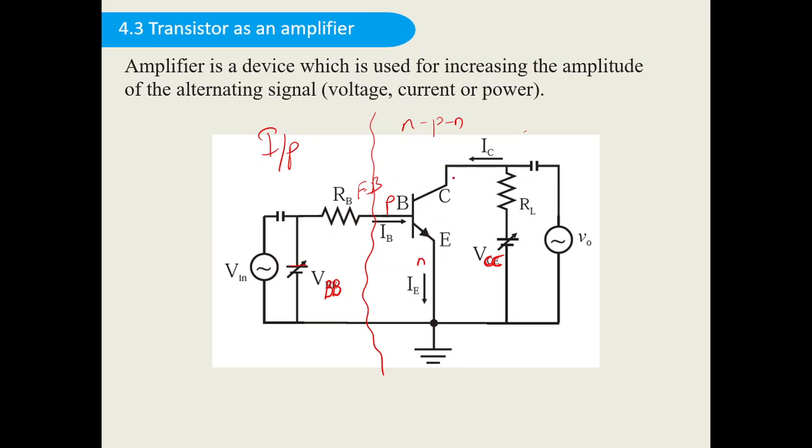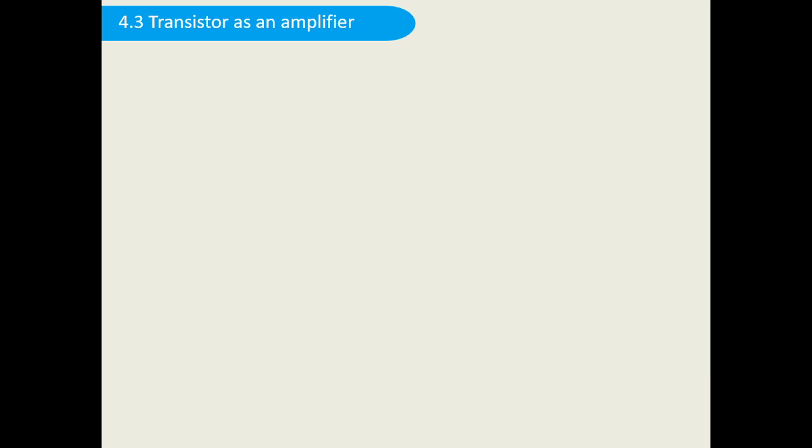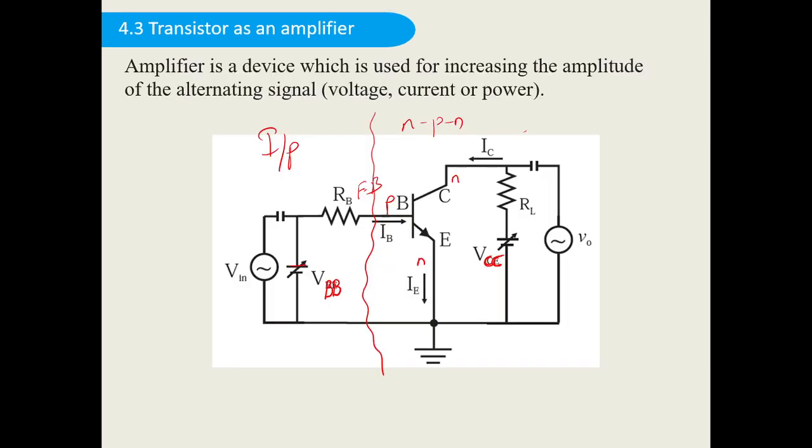So in order to reverse bias the output, this is N, which is connected to positive terminal, and this is again N, connected to negative terminal, right? So this is actually in the reverse bias condition. Now this is the common emitter configuration because the emitter is connected to ground.